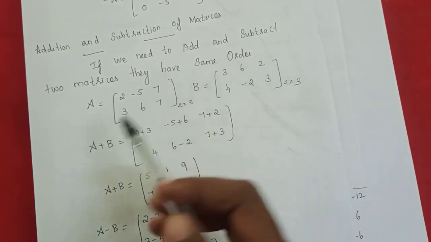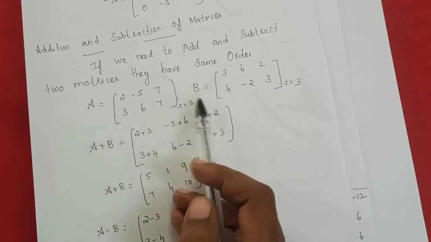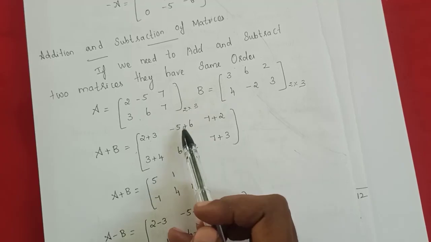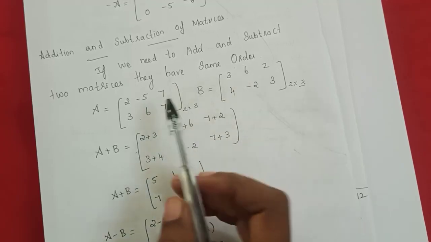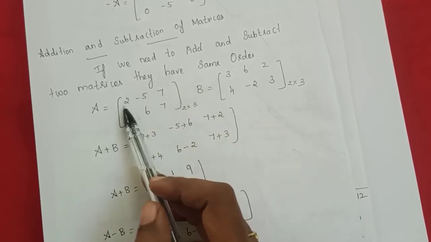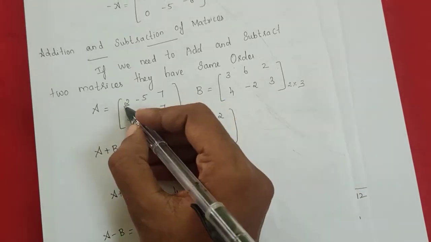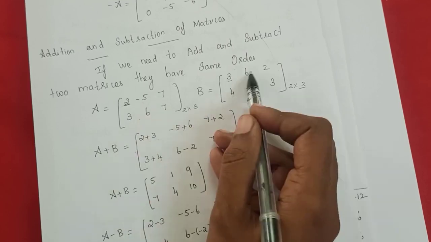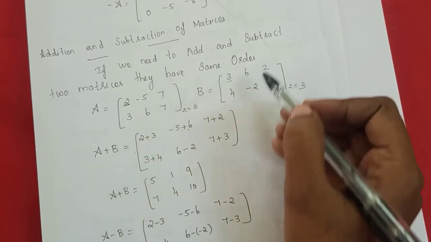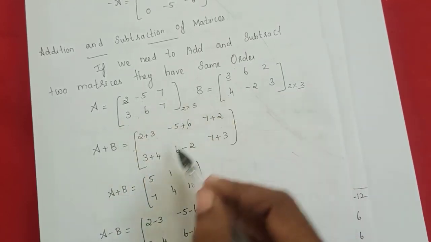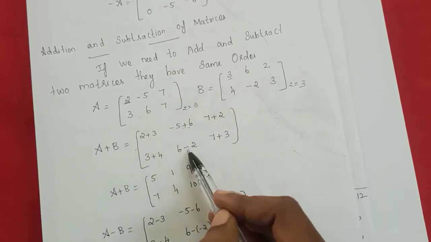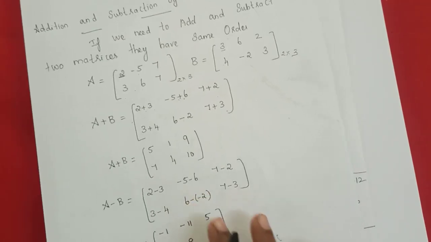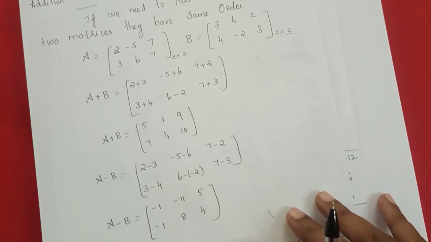How will you add this, ma? A plus B. So A plus B is equal to 2 plus 3. Then minus 5 plus 6. Then 7 plus 2. That is corresponding we need to add. So here it is 2. Is it right? In the same place here what's there? 3. So 2 plus 3. Then minus 5 plus 6. Then 7 plus 2. Then 3 plus 4. Then 6 minus 2. Then 7 plus 3. Like that we need to add. So A plus B is equal to 5, 1, 9, 7, 4, 10.